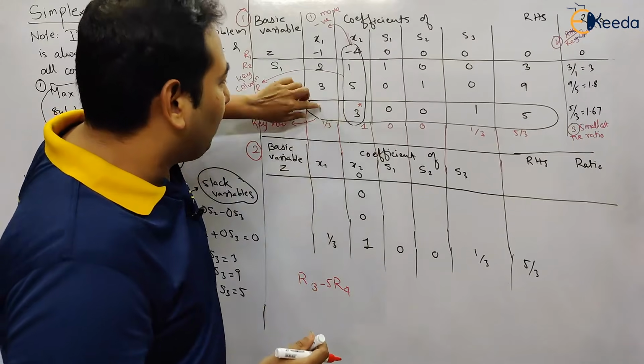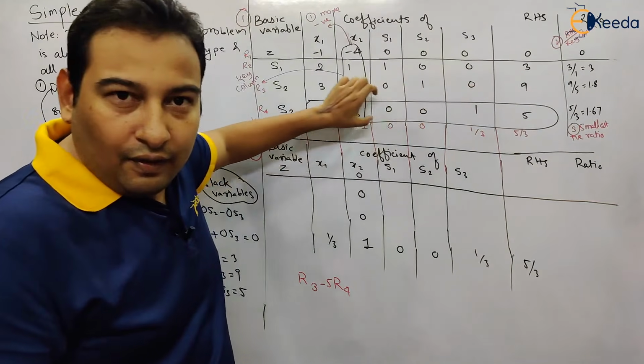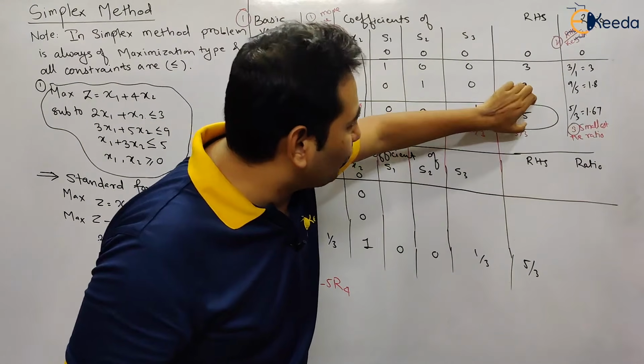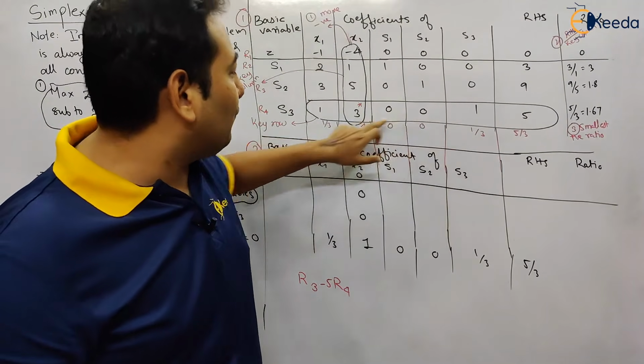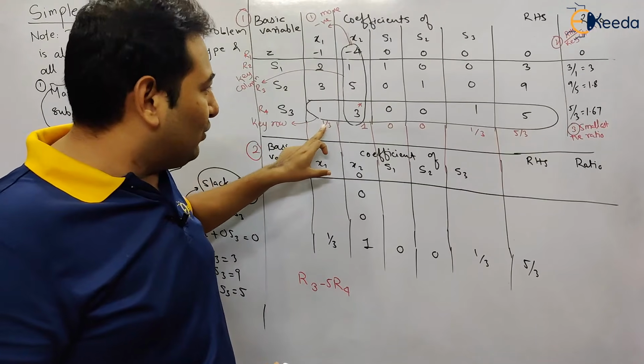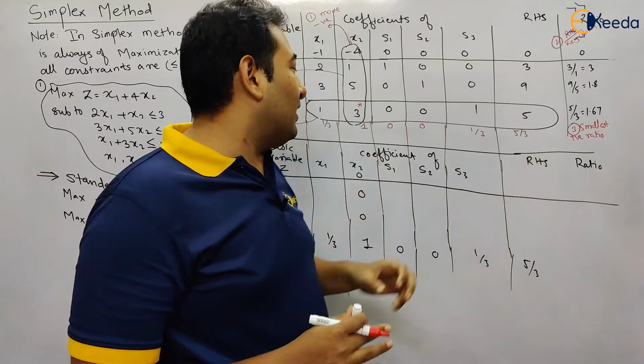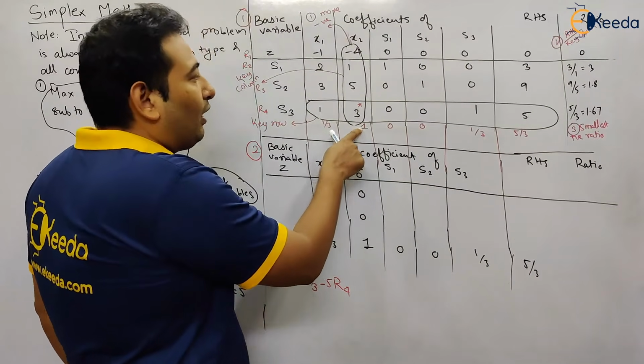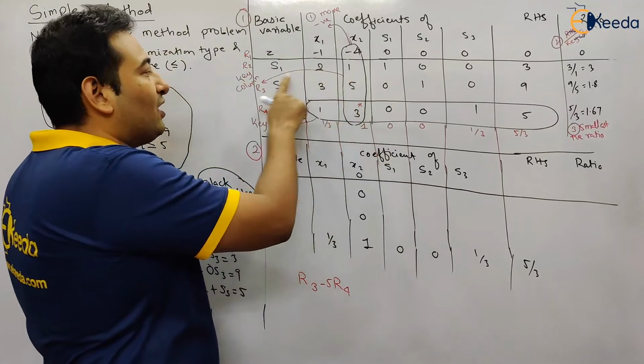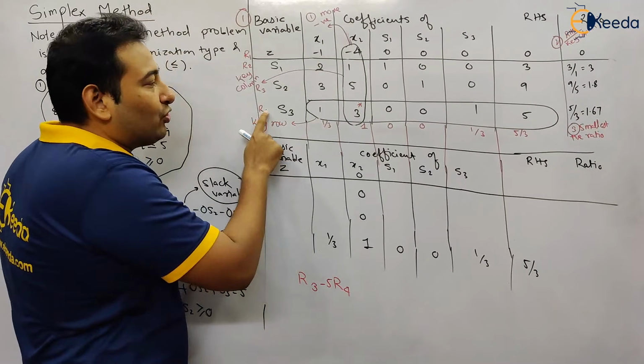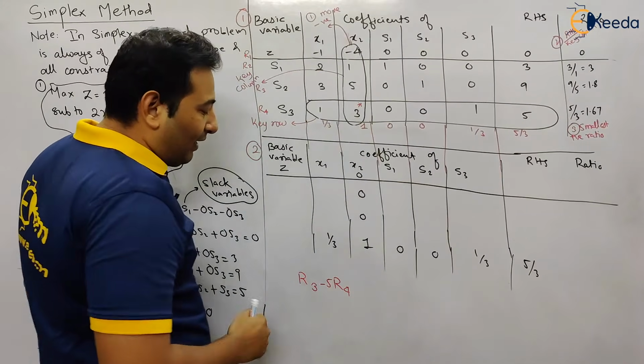-5, because see, forget about this row. For calculation, forget about this row. Assume that instead of these values, we have these values, the red pen values. That is 1 by 3, 1, 0, 0, 1 by 3, 5 by 3. Now with the help of this 1, if you want to make this 5 as 0, so this is your R3 and this is your R4. So that will become R3 minus 5 R4.